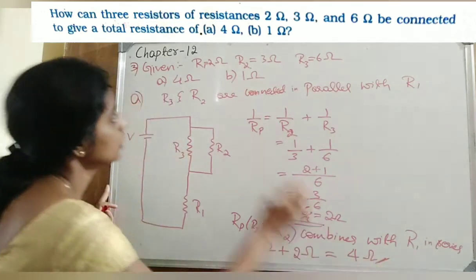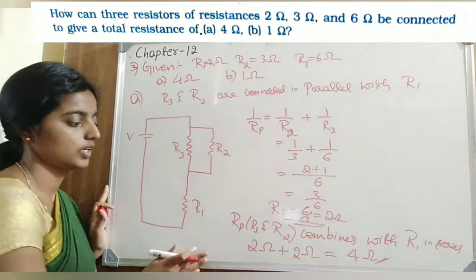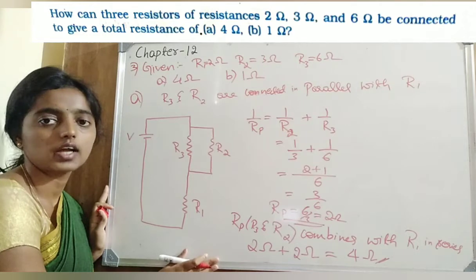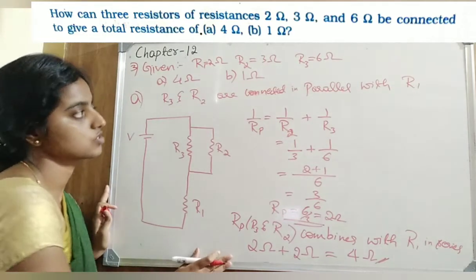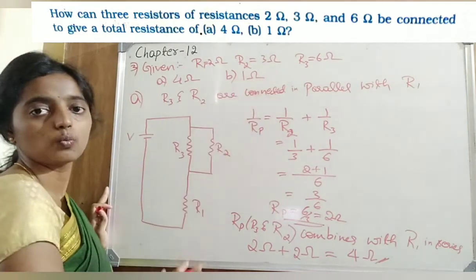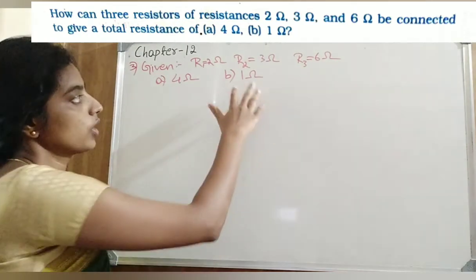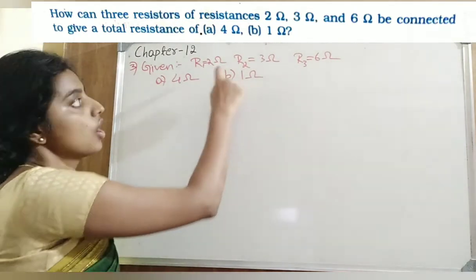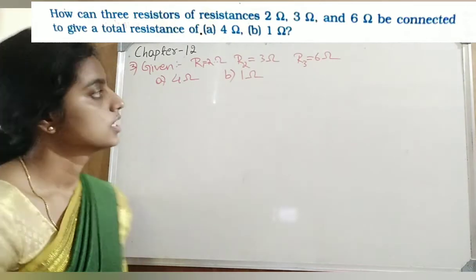Hence we got this as our answer. See, this is very easy. They will give you this kind of questions. Now let us solve the second one, that is 1 ohm. To get 1 ohm as an answer, let us connect all the resistors in parallel.